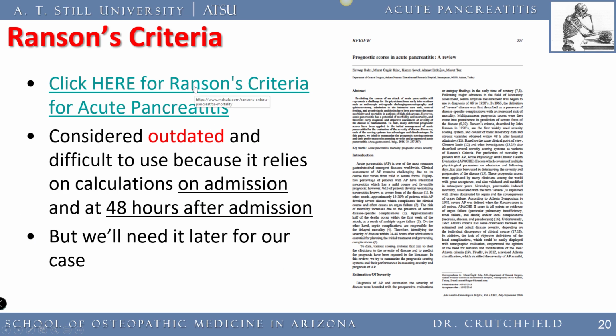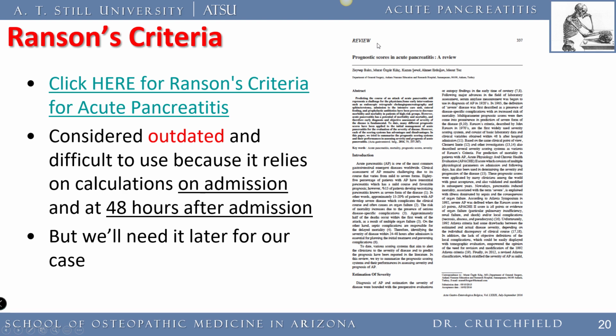So if you want to click on the criteria, you can on the PowerPoint. We won't do that again. But it is considered outdated, and it's hard to come up with those numbers after 48 hours. It's hard to define what 6 liters of fluid sequestration is. Does that mean I had to give them 6 liters to get their blood pressure up to normal, 6 liters to get them to make urine, or 6 liters is what I just happened to give them based on my IV rate? It's not that clear, but we'll need it a little bit later to look at our case that I'm going to present here.